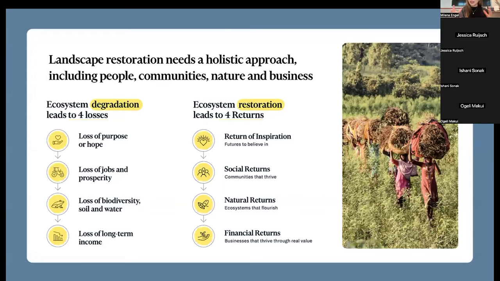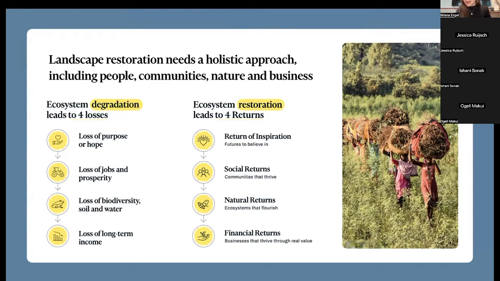Essentially, we have recognized that landscape degradation usually leads to 4 main losses in a landscape: the loss of purpose or hope, loss of jobs and prosperity, loss of biodiversity, soil and water, and loss of long-term income. Research has shown, but we also truly believe this, that landscape restoration or ecosystem restoration leads to 4 major returns: the return of inspiration, social returns, so thriving communities, natural returns, and financial returns.